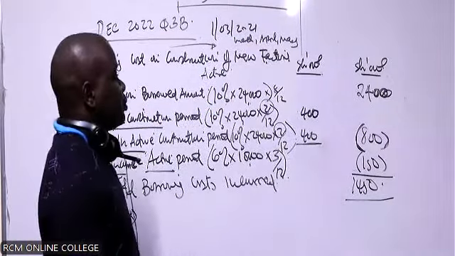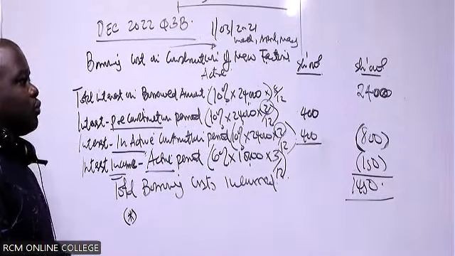So that's how you could have accounted for that one. And that's how you actually account for borrowing cost.